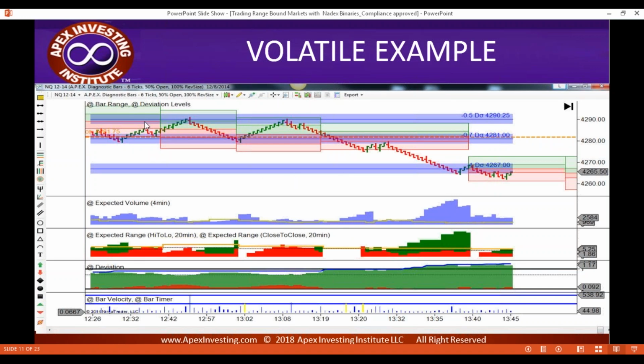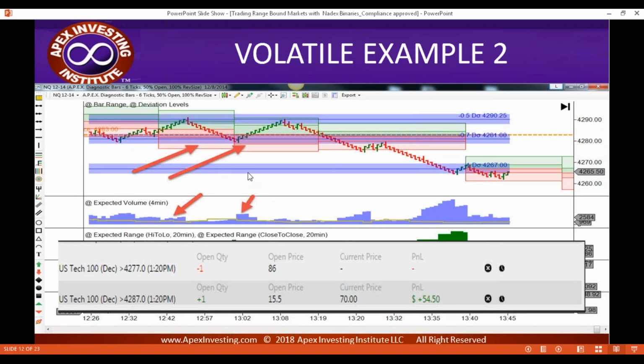Is it staying within our expected ranges? Do we have higher or lower expected volume? Okay, so there's plenty of different ways that you can look at those.